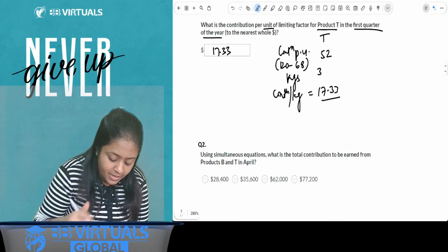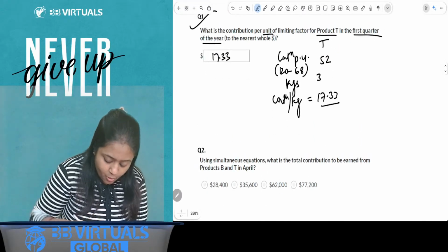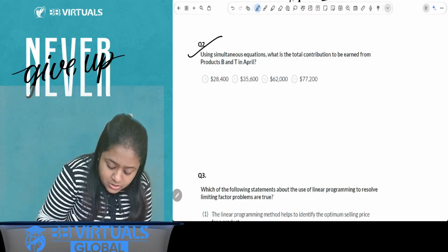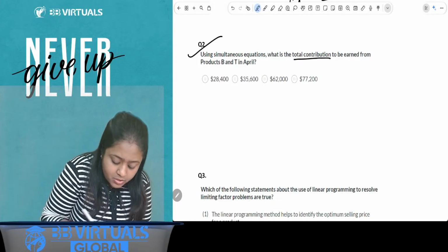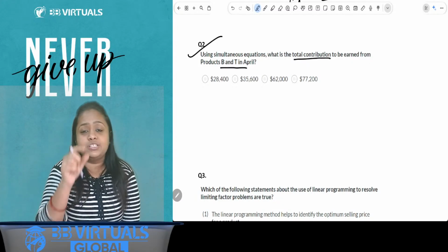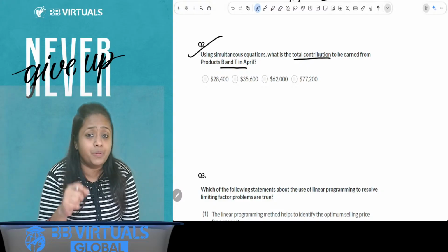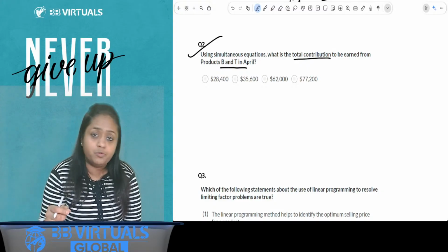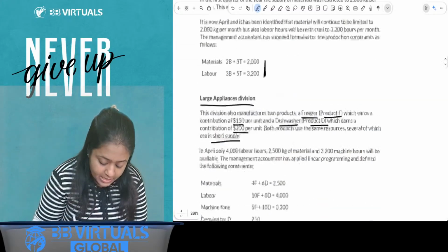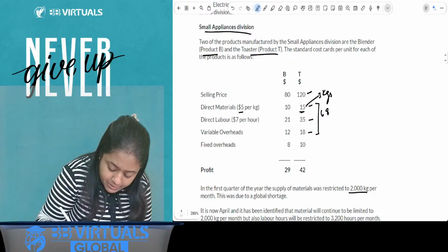Now, let's have the next question. Question number 2. Using simultaneous equations, what is the total contribution to be earned from B and T in April? Simultaneous solving of equations will help us to get the values of B and T. You have the contribution per unit multiplied to get the total contribution. Okay. So let's get the contribution of B and T.